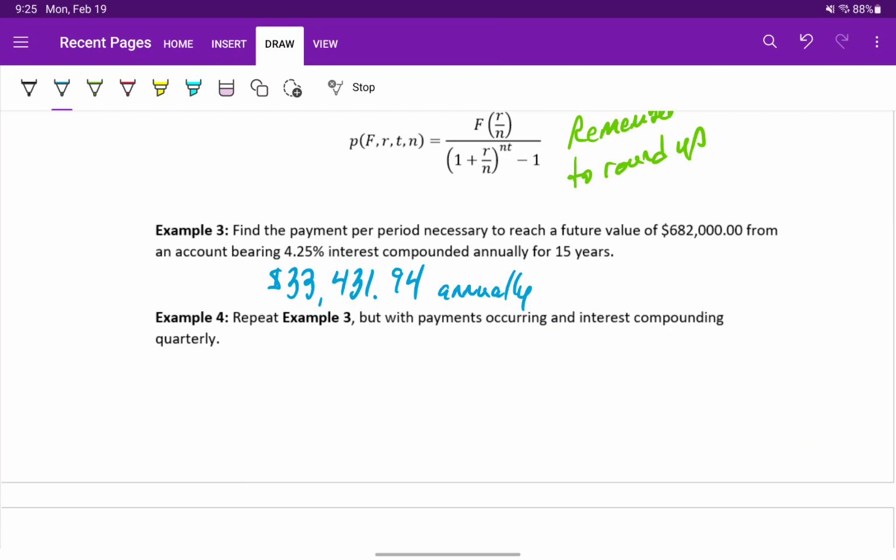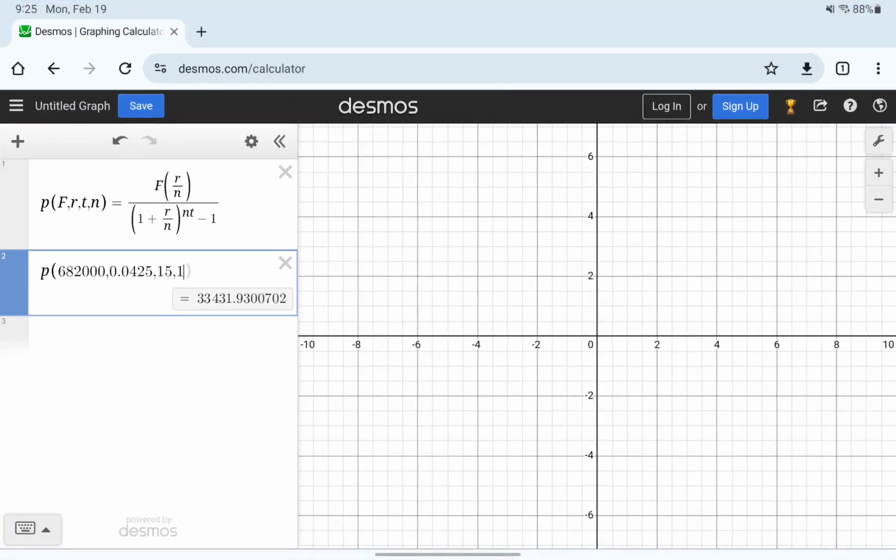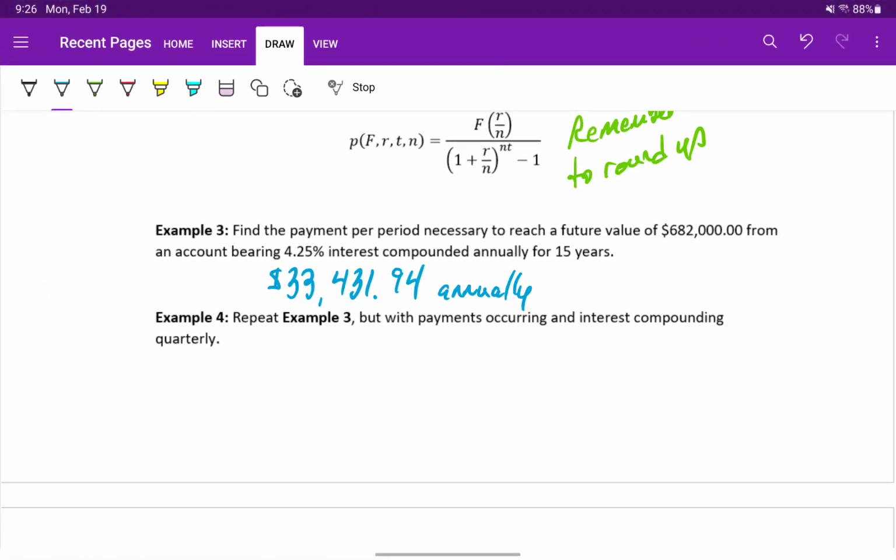In example 4, we want to repeat this problem with the same conditions, except we're going to change our compounding period to quarterly. So we'll change that 1 to a 4, and now we get a value of $8,184.21, since we'll round up. Again, that's how much we need to pay per period.